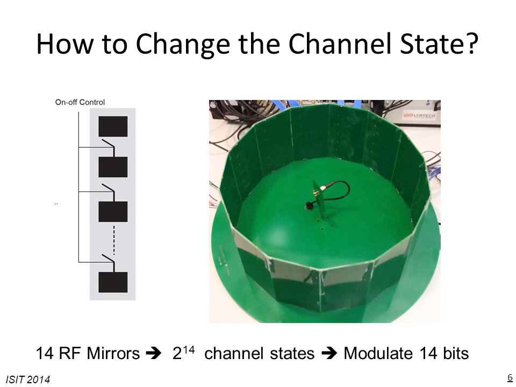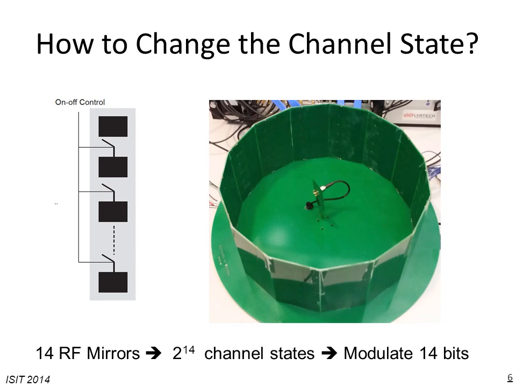This RF mirror on its own is a new contribution. It has not been known in the literature to the best of my knowledge. As you see here, because the image of a mirror in another mirror will be a new image, with 14 mirrors we are able to generate 2 to the power of 14 channel states, corresponding to which mirror is reflecting or is transparent. And these 2 to the power of 14 channel states can be used to modulate up to 14 bits of data.